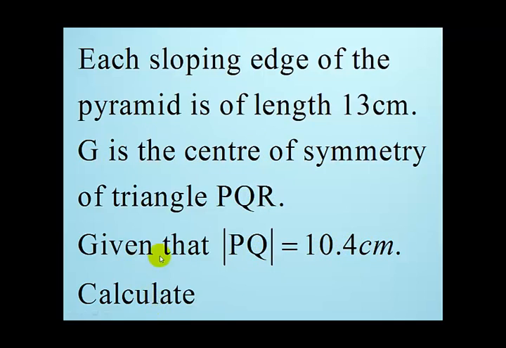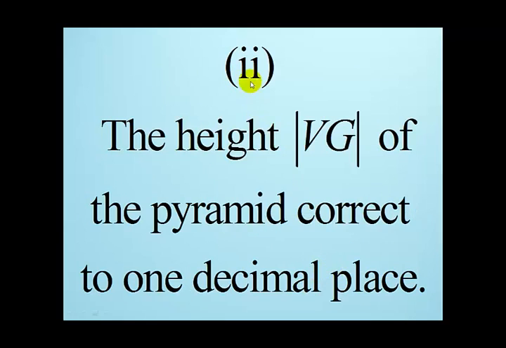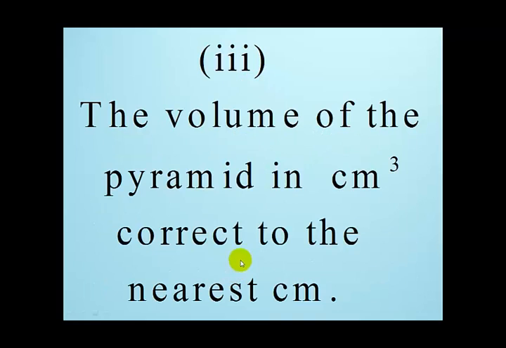Given that the distance from P to G is 10.4 centimeters, calculate I, the angle between PV and the base to the nearest degree. II, the height VG of the pyramid, correct to 1 decimal place. III, the volume of the pyramid in centimeters cube, correct to the nearest centimeters.